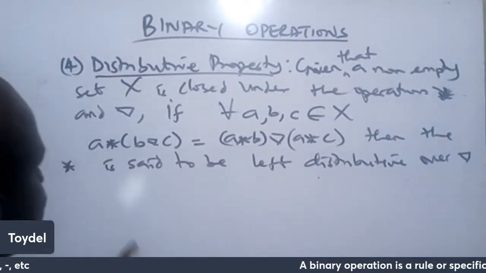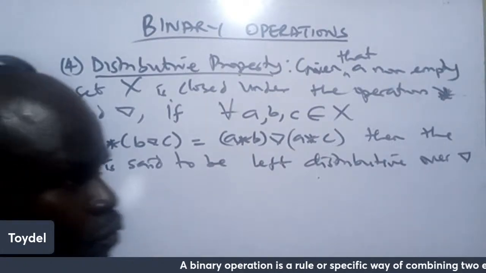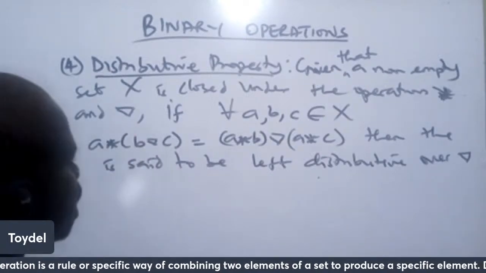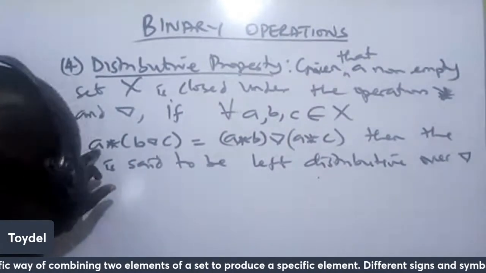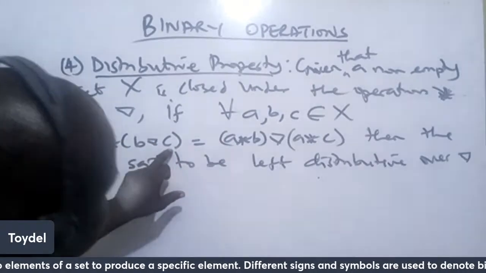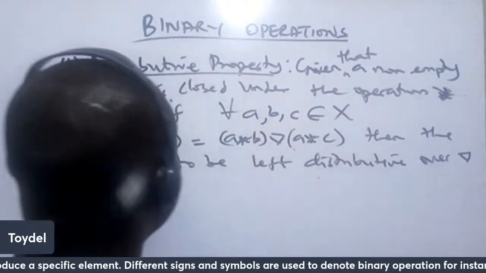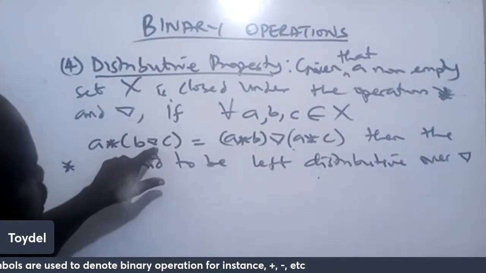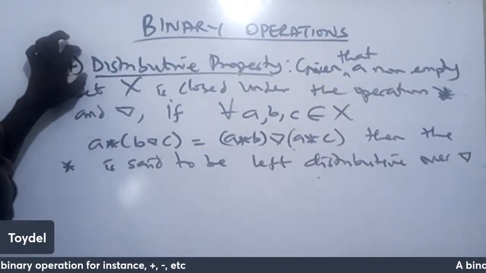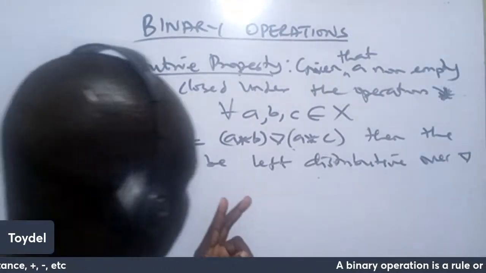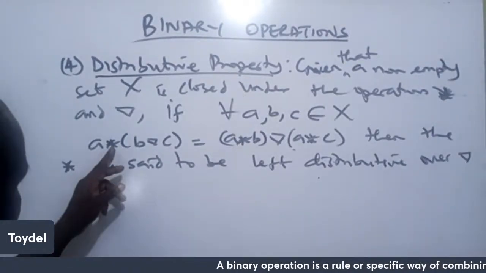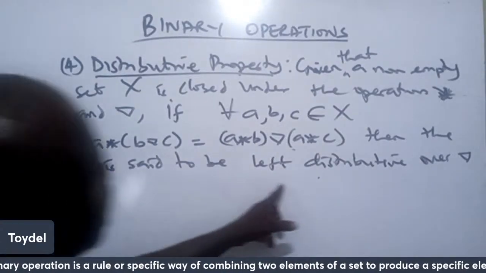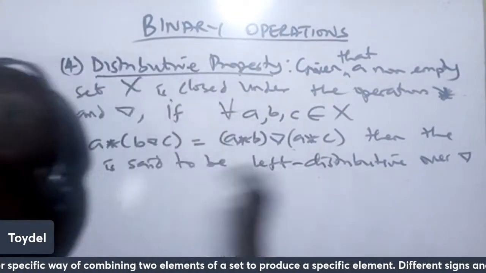So what are we talking about here? Under distributive property, two operations are involved. So we want to check if the first operation distributes over the second or vice versa. How do we check that? If you have A asterisk into bracket B inverted triangle C, if we are able to express it in this form, and at the end of the day we arrive at the same answer, it simply means that this asterisk distributes over the second operation. In this case, asterisk is towards the left of the inverted triangle, so that's why we call it left distributive over the other one.